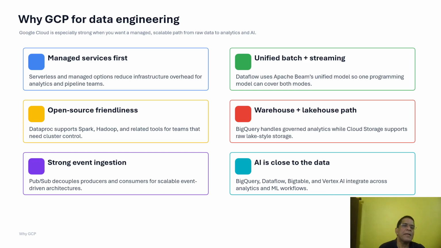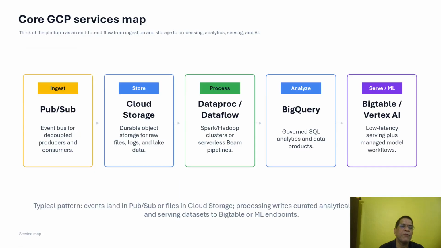Why GCP for data engineering? Because it has managed services, speed, open source friendliness, strong event ingestion, unified batch and streaming, and a warehouse plus lakehouse path. AI is close to the data. So this is what GCP is made for.